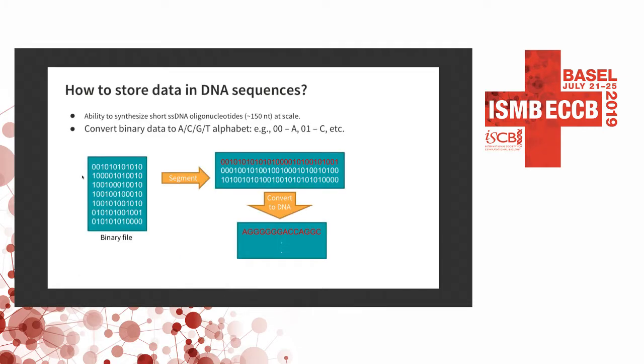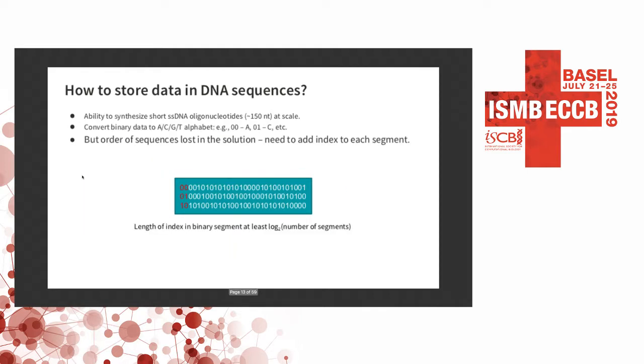Now, let's say you want to store a binary file on your computer. The obvious thing is, you segment the binary file into smaller portions because you can only have 150-length sequences. And then you convert this binary into DNA using some standard encoding. Of course, once you put the DNA in solution, you lose the ordering of the sequences. So you need some sort of indexing so that after you read it back, you are able to figure out which sequence was at which position. So you add some indexing.